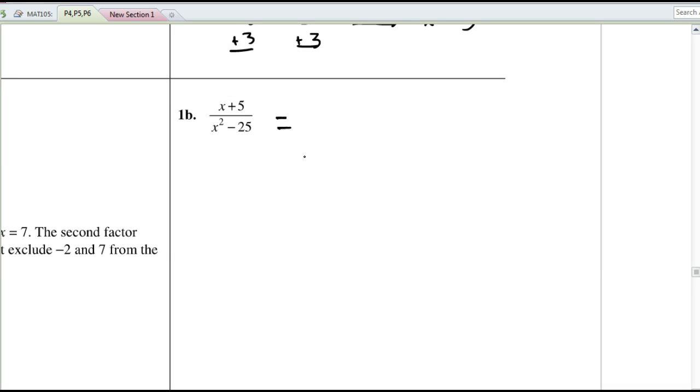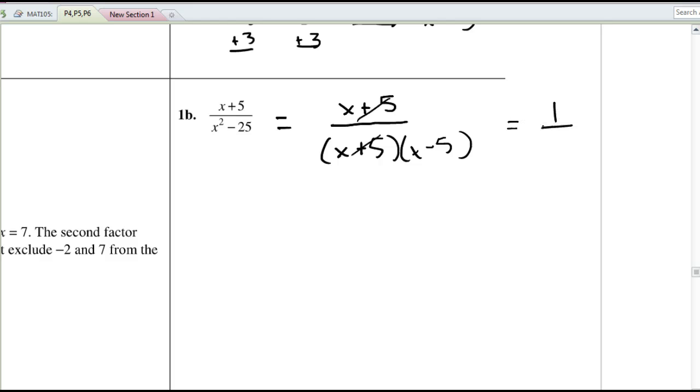And what we want to do is just factor the bottom, difference of squares. x plus 5 over difference of squares, make this x plus 5, x minus 5. And I know you want to go ahead and hurry and say, oh, x plus 5 over x plus 5, I can go ahead and cancel this out and write it as 1 over x minus 5.